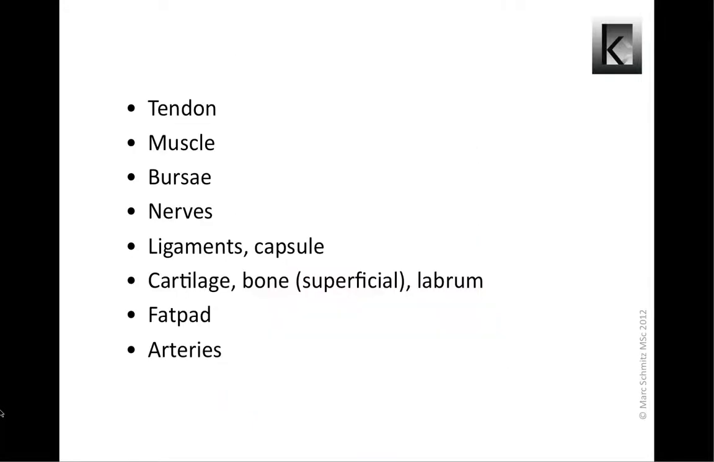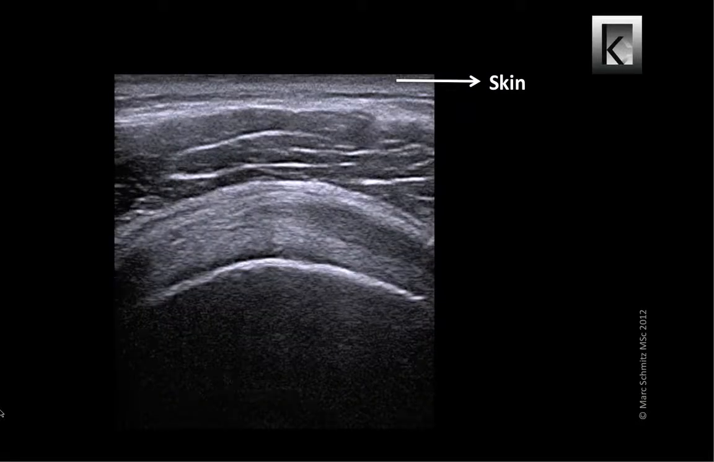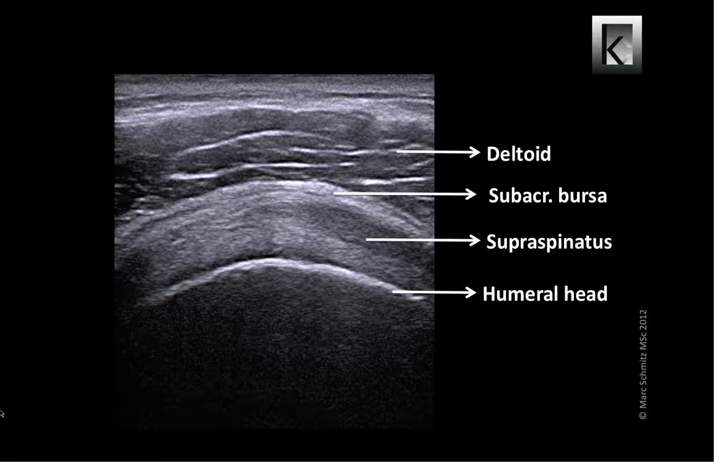These soft tissue structures can be assessed with MSU, for example, skin, muscle, bursa, which much better will be depicted when inflamed, tendon, and the superficial bone. Do you know which body part this is? It's the shoulder. To be precise, a transverse scan of the supraspinatus tendon.